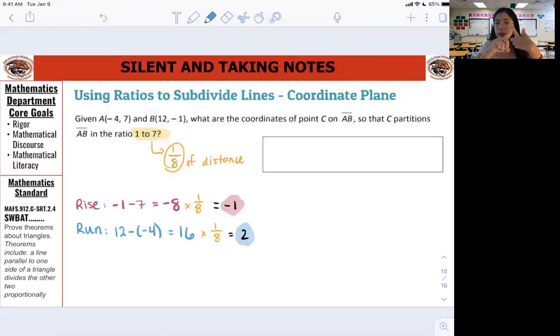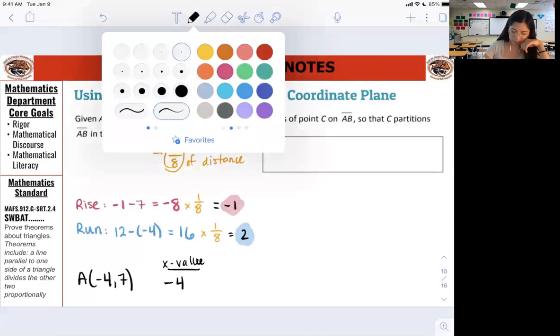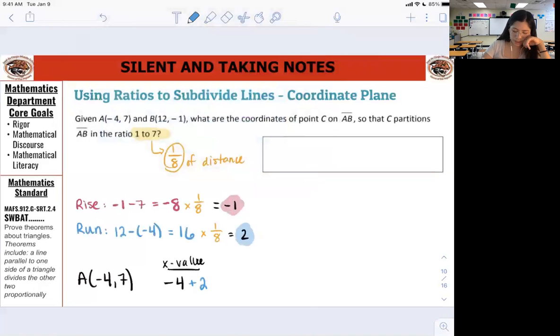Questions? If you don't know where a number came from, if you made a mistake at a certain point and you want to understand how to do it correctly, questions up to this point? Good. All right. My original A was -4, 7. Let's do the x value, which is -4. What am I adding to -4? Am I adding -1 or am I adding 2? Good, Janelle's +2. So what's my new x value?